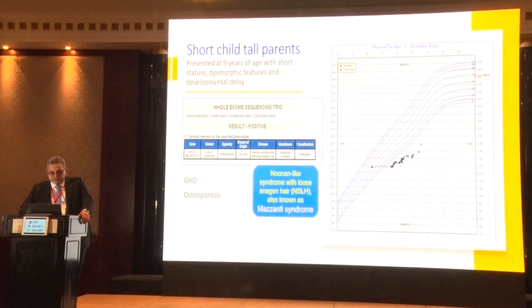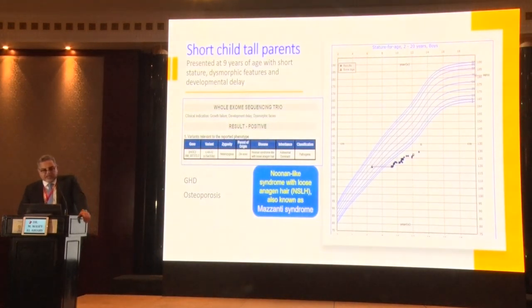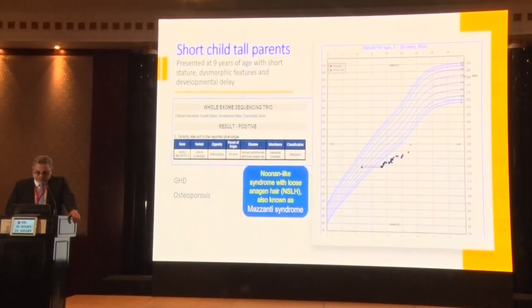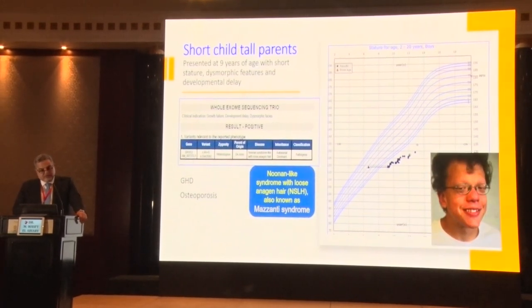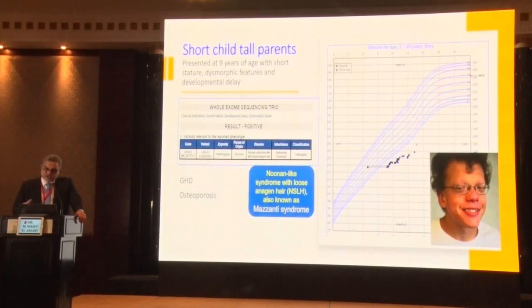So here we are. We did the test, and it came out with Noonan-like syndrome with loose anagen hair, also known as Mazzanti syndrome, and I said, a Noonan-like syndrome. This is how they look. So this is just to tell you how valuable and important it is for this group of children to go for genetic testing and this valuable short stature panel.